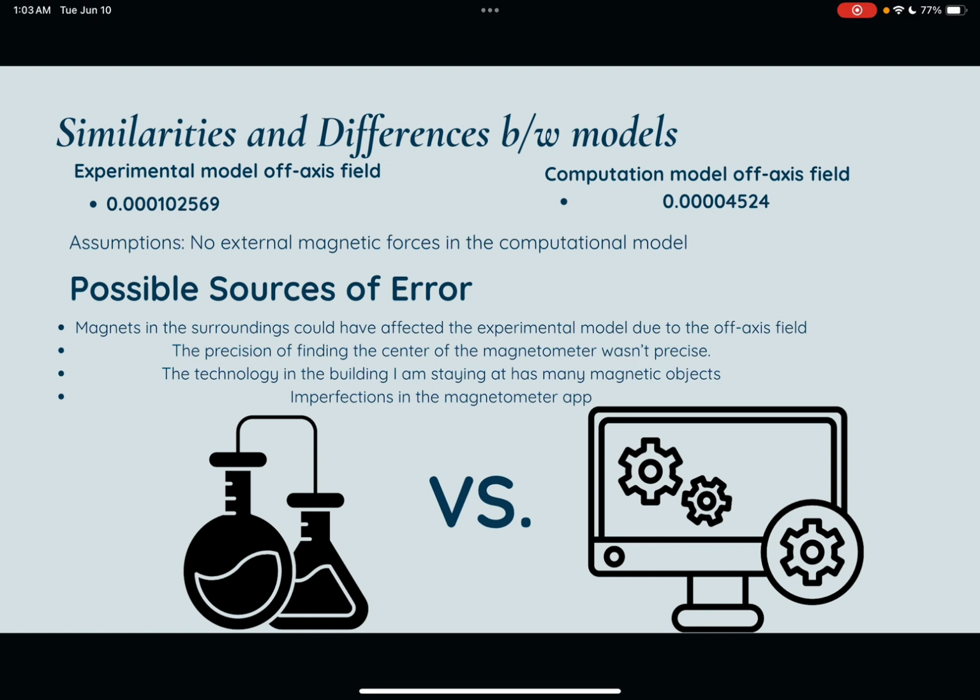The similarities and differences between the models are that the experimental model was a lot bigger than the computational model, and the assumption was that there were no external magnetic forces in the computational model. However, the differences led to possible sources of error. For example, magnets in the surroundings could have affected the experimental model, and the precision of finding the center of the magnetometer wasn't that precise. The technology in the building has a lot of magnetic objects, and there also could have been imperfections within the magnetometer app.